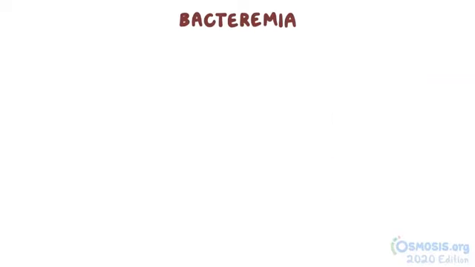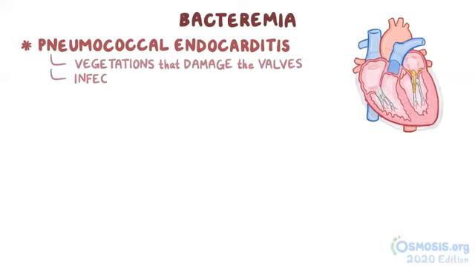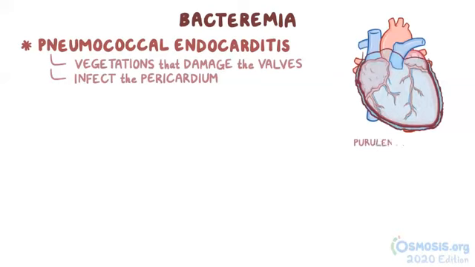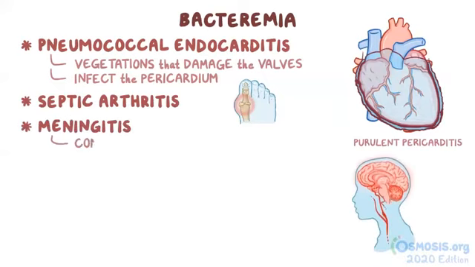Strep pneumoniae can also cause pneumococcal endocarditis, forming clumps called vegetations that damage the valves. It can also infect the pericardium, resulting in purulent pericarditis, which is where pus collects in the pericardial sac. Strep pneumoniae can also spread to a joint, resulting in septic arthritis, or it can cross the blood-brain barrier and cause meningitis as a complication of bacteremia, rather than invading directly as part of a primary disease.